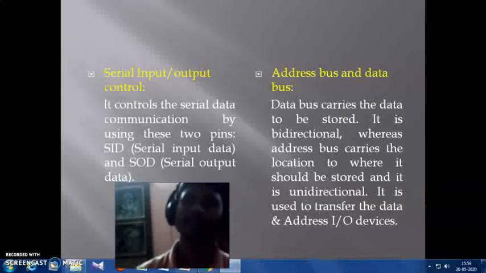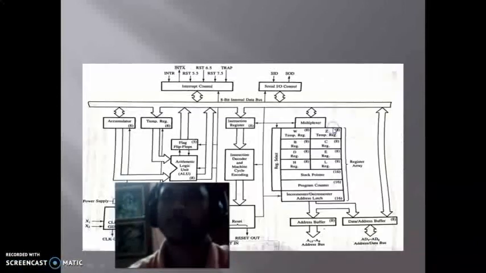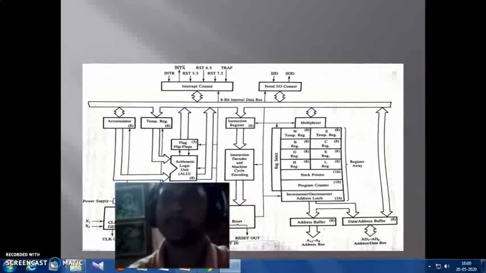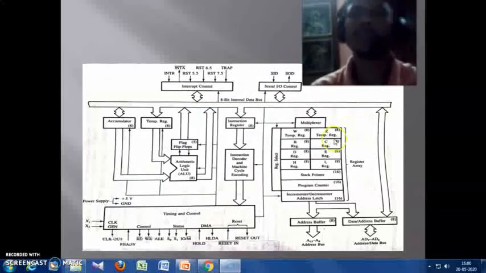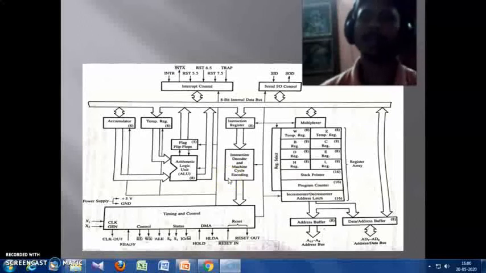Similarly, it can accept data from an outer device or peripheral device, or from memory to the microprocessor. That's why it is a bidirectional data bus, and it has a length of 8 lines. So this is the address and data bus. Now this is the functional block diagram of the 8085 microprocessor. I already discussed all the internal parts of the 8085 microprocessor.